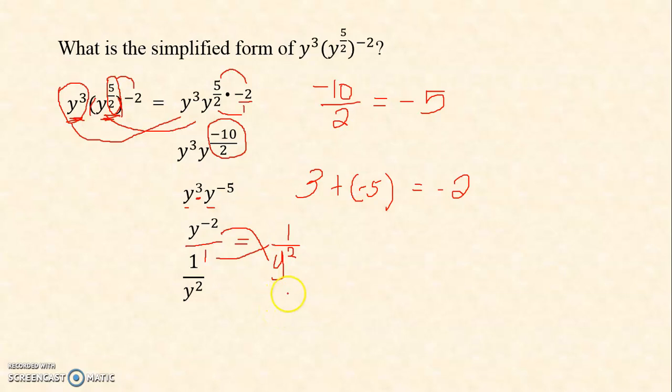Okay? So always remember that if you're given x raised to m raised to n, a power raised to another power, all you need to do is multiply the exponents, and that is equal to x raised to m times n. Okay?